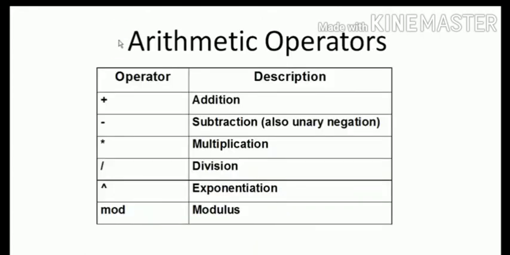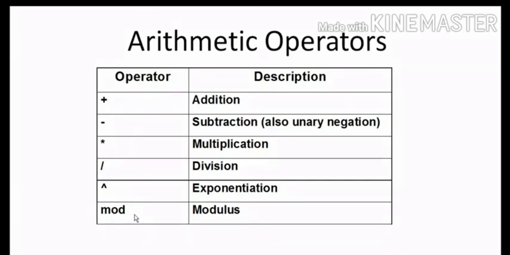Next topic, operators in VB.NET. Operators are basically used to process the data that is entered by us. VB.NET supports only binary operators. The operators are divided into main categories like arithmetic, comparison, assignment, logical, concatenation.